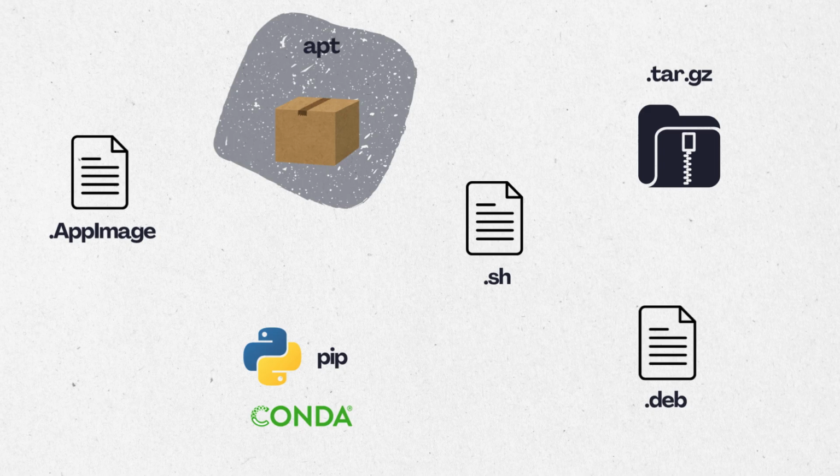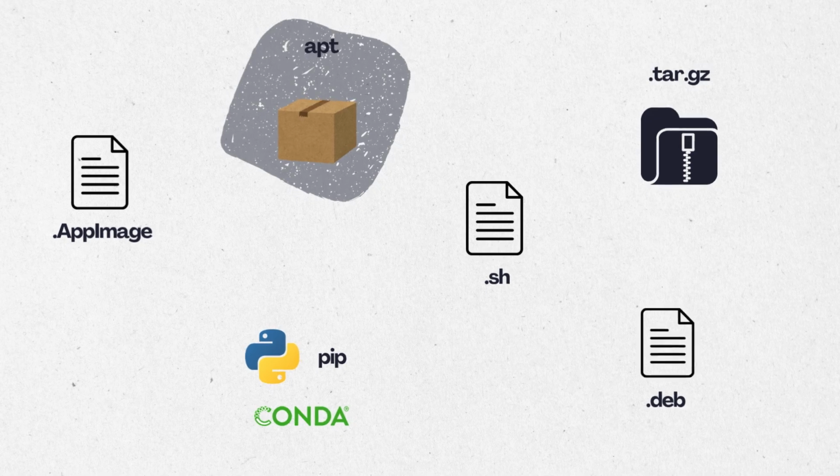So the key idea is that Linux has multiple ways to install software. apt installs system packages from repositories. pip and conda install programming libraries. .sh files are scripts that run automated installation commands. .deb files are already pre-built packages. Then you have archives like .tar.gz, which are just compressed folders that you need to uncompress first. And then you have AppImages, which, if you make them executable, run as standalone applications.